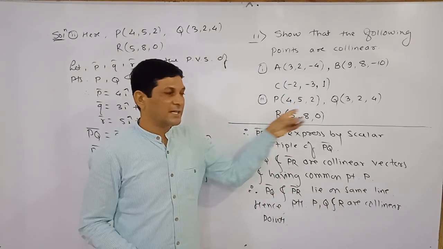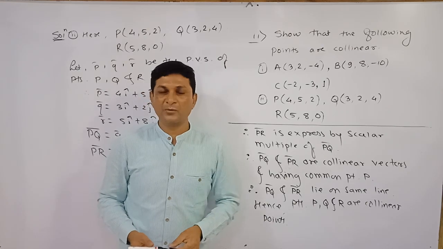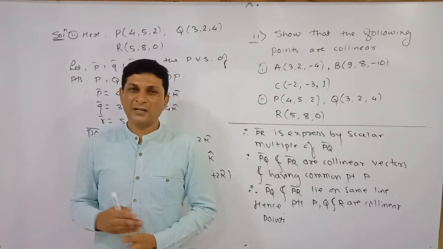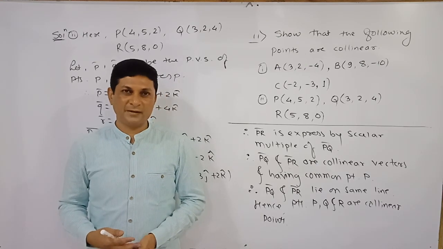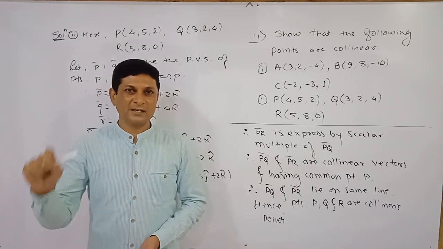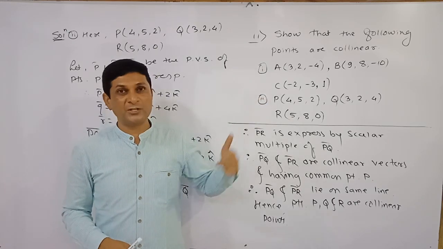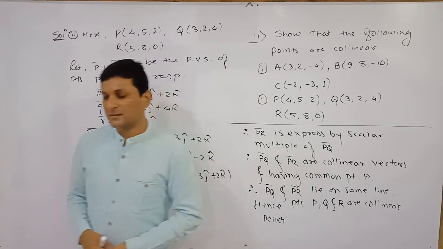In this way, in the second example and in the first example, we have shown that the points are collinear using the vector method. We are not able to apply coordinate geometry here, because in the examination the question can clearly be asked to show that points are collinear using what? Vector method.